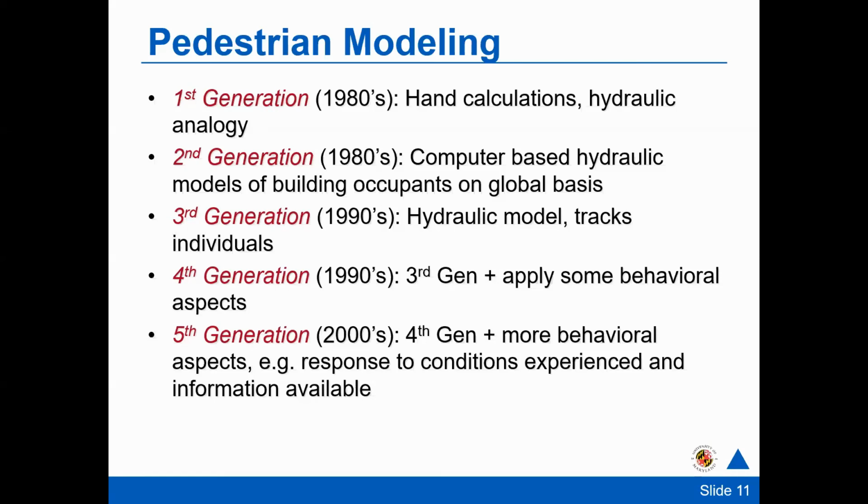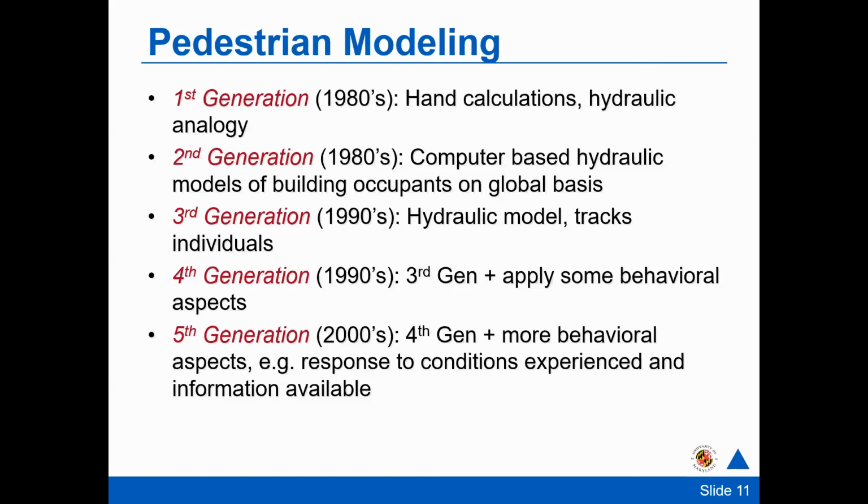The fourth generation models came in the latter part of the 90s, where they started to apply behavioral aspects. So there could be some very simple decision processes included in the model, and perhaps some delays in when people started their evacuation. Now we're into the fifth generation, which has been around for the better part of 20 years. So maybe we ought to start talking about a sixth generation, I guess.